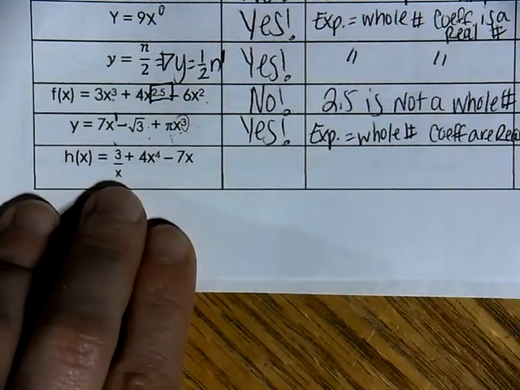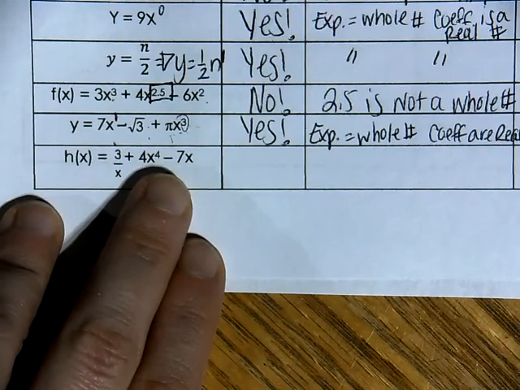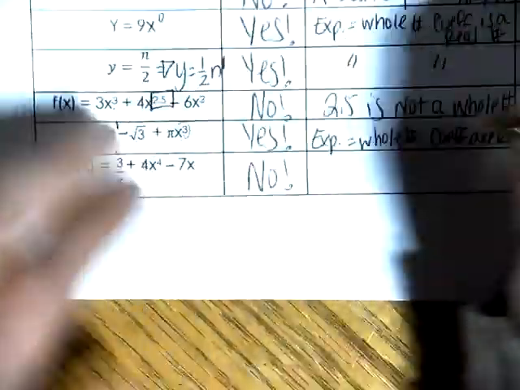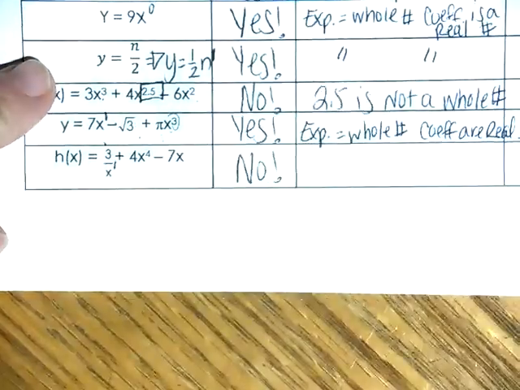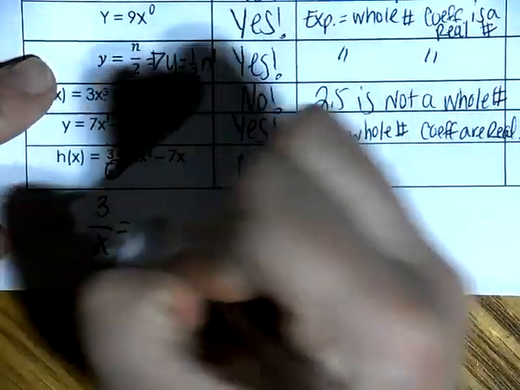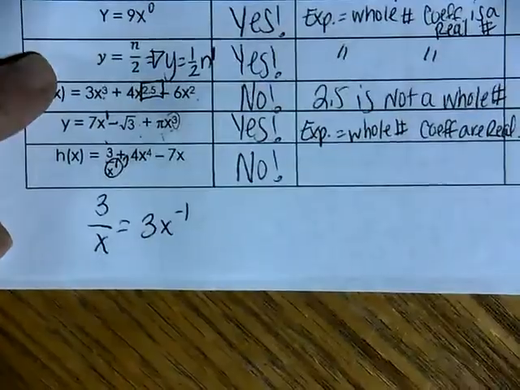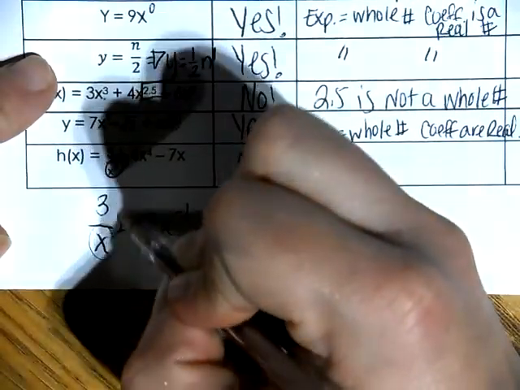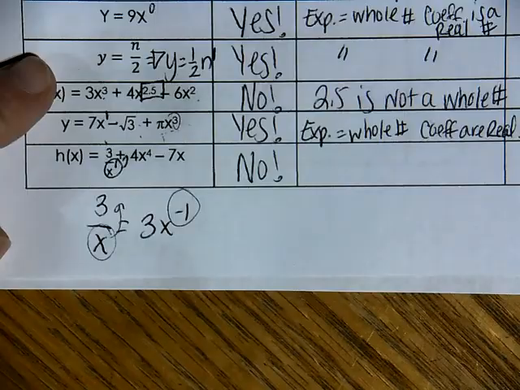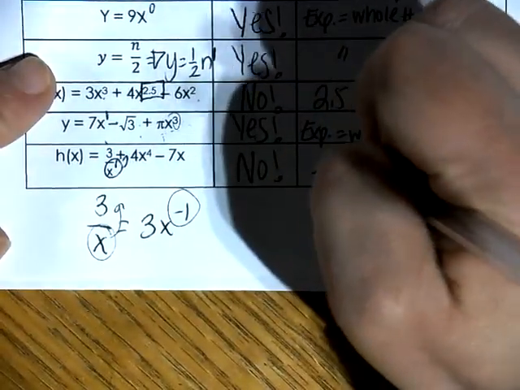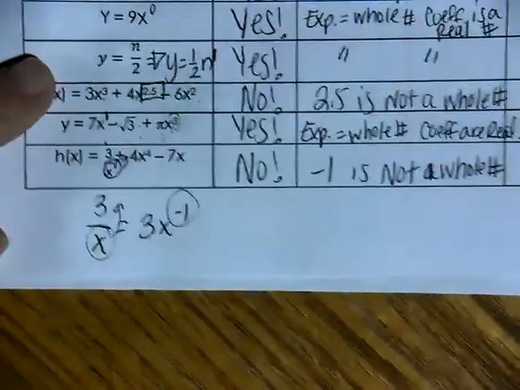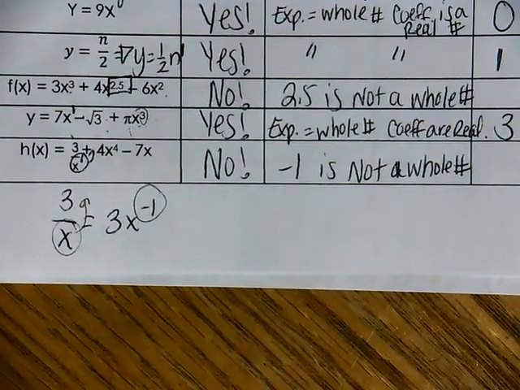Next, we have h of x is equal to 3 divided by x plus 4 times x to the 4th power minus 7x. And in this case, the answer is no. Now, although it's 3 divided by x to the 1st power, technically, if you go back to what you learned in Algebra 1, 3 over x really means 3 times x to the negative 1st power. If we were to bring that x up so that it's in line with 3, technically our exponent is negative. So in this case, negative 1 is not a whole number. And because it is not a whole number, no, this is not a polynomial function.